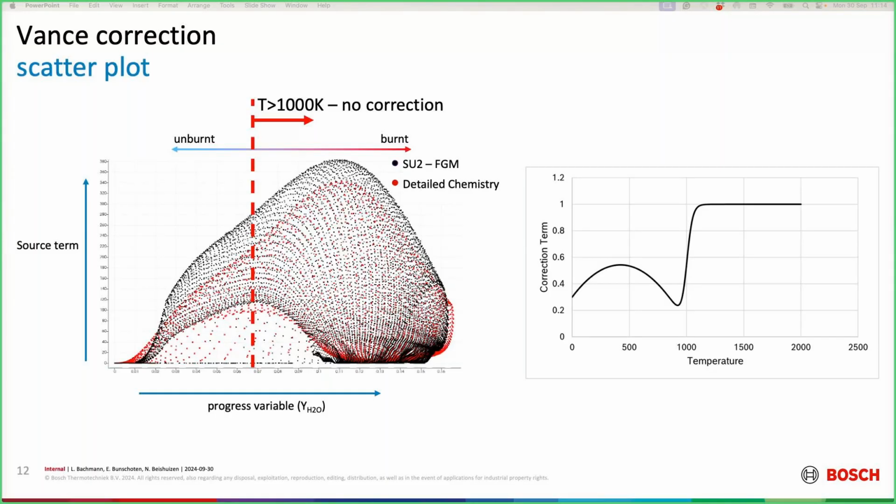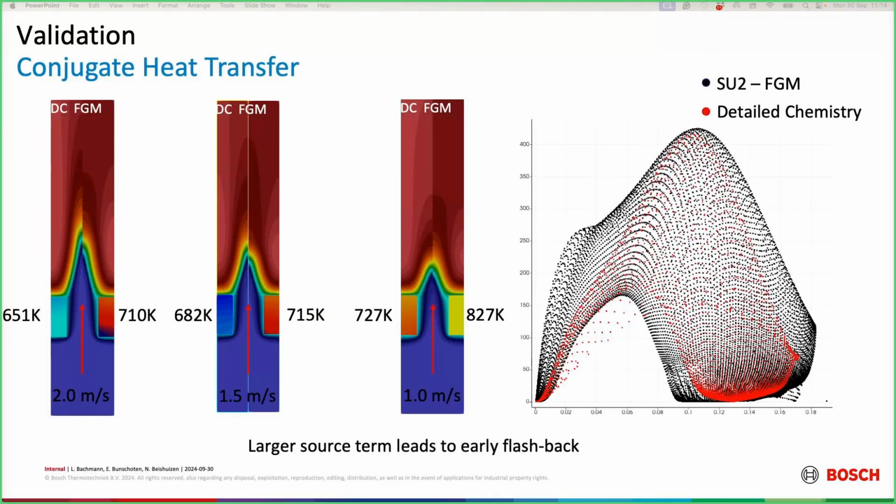So lastly, I also have some validation simulation case on the conjugate heat transfer. So here we actually don't have a constant burner temperature, but instead we let the fluid heat up the burner. And this basically just is another argument as to why it is important to have the right source term prediction, because you can see here that the source term is also overpredicted. And you can also see in these cases that the temperature in our simulation is just way higher than in the detailed chemistry simulation.